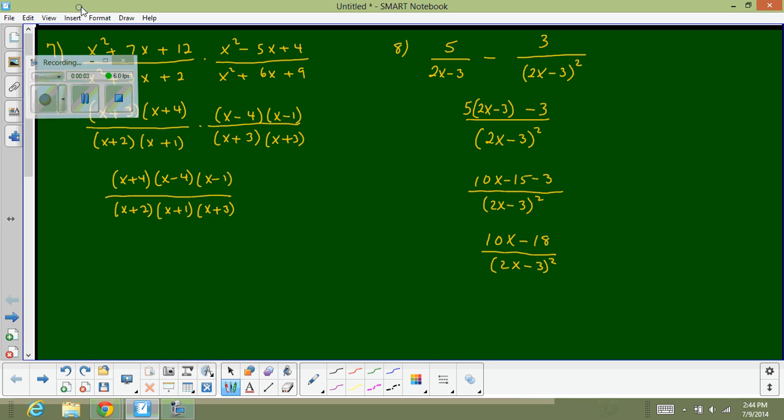Okay, these are solutions to questions number 7 and 8 from pretest 2. And again, working with rational expressions. In question number 7 here, multiplying two rational expressions. And so it's just as if it was one giant fraction.